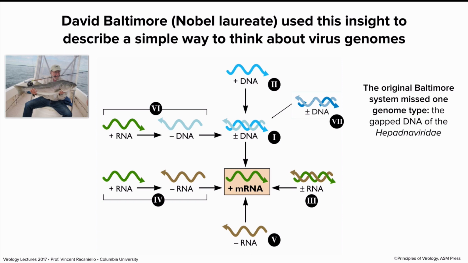Now, if you have a single-stranded DNA virus, it has to be made double-stranded first. Cannot make mRNA from single-stranded DNA. If you have a gapped DNA, you have to repair the gaps, make it fully double-stranded, and then you can make RNA. So you see now, we're beginning to see these pathways, how to get from the genome to the mRNA. Then those are 3 different kinds of viruses with DNA genomes.